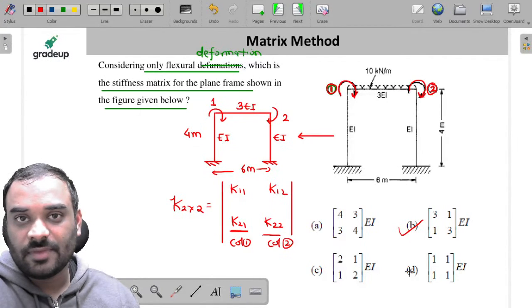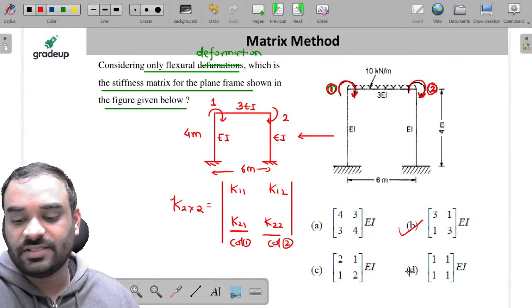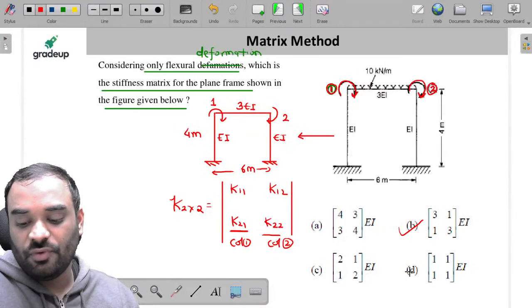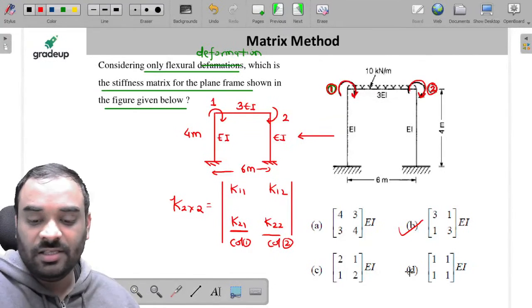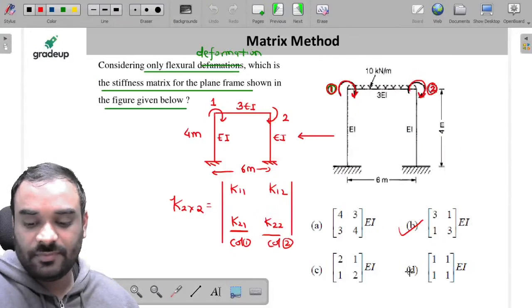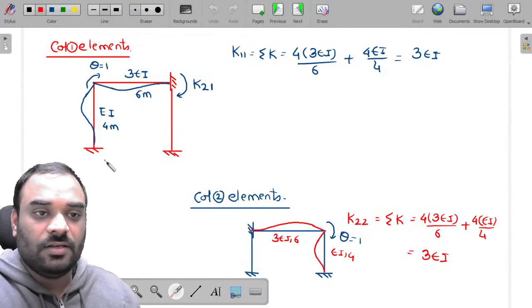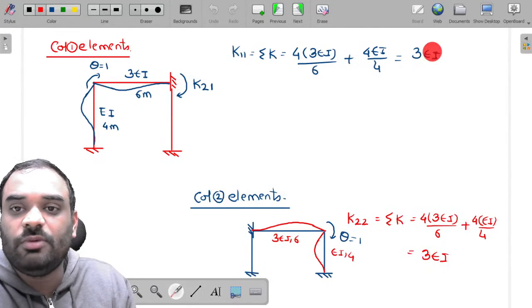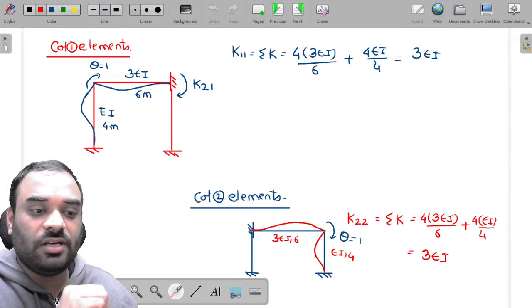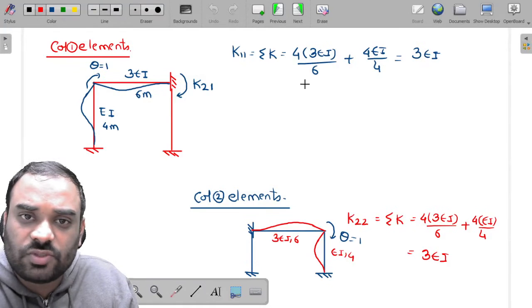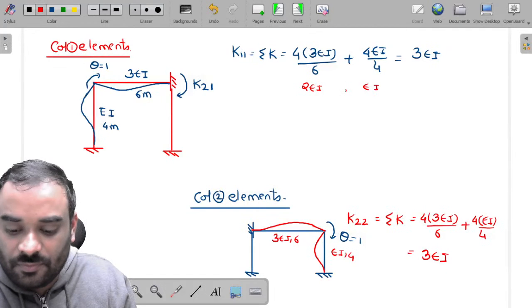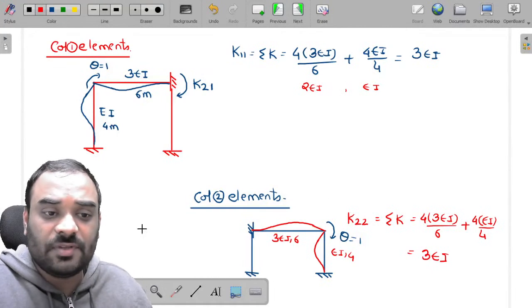Tell me, guys, are you able to understand? Option B is definitely the correct answer, right? But if you want to solve this particular problem completely, then listen here. You know that at this particular joint, how much moment is there? It is 3EI. Now let us suppose this is the stiffness, this one is 2EI and this one is EI.